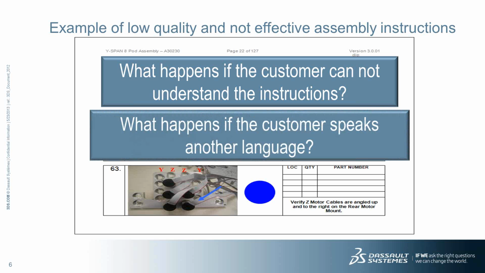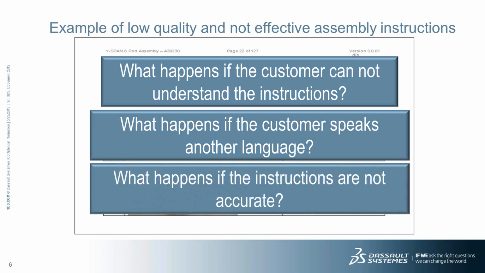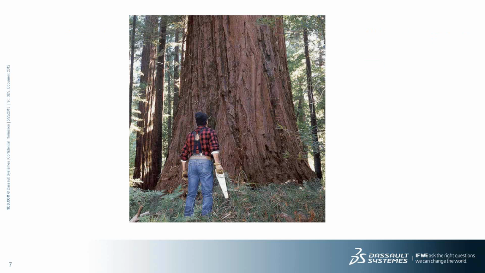What happens if they speak another language? If you have a lot of text, you've got to translate it. If you don't translate it, maybe they don't understand what they're looking at. And then what happens if they're not accurate? We talked and asked the question about changes. If your documentation doesn't match your product, again, people get frustrated. It's a quality thing.